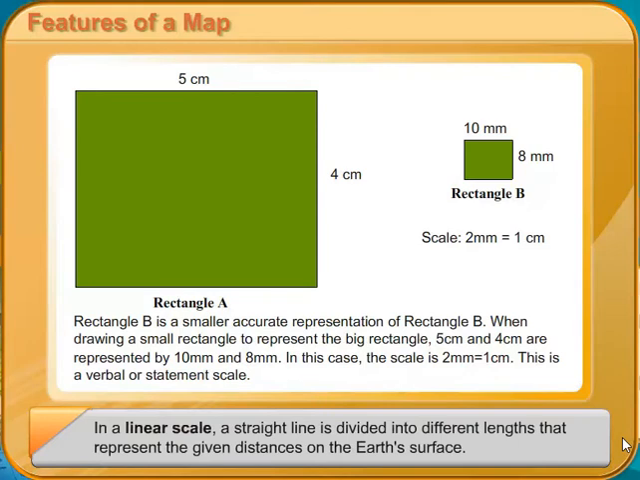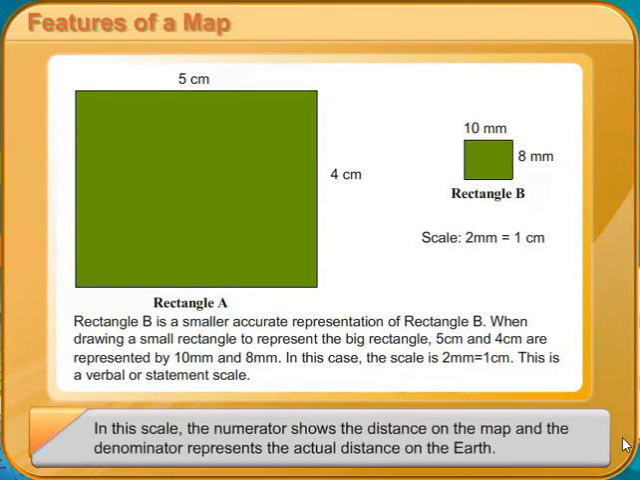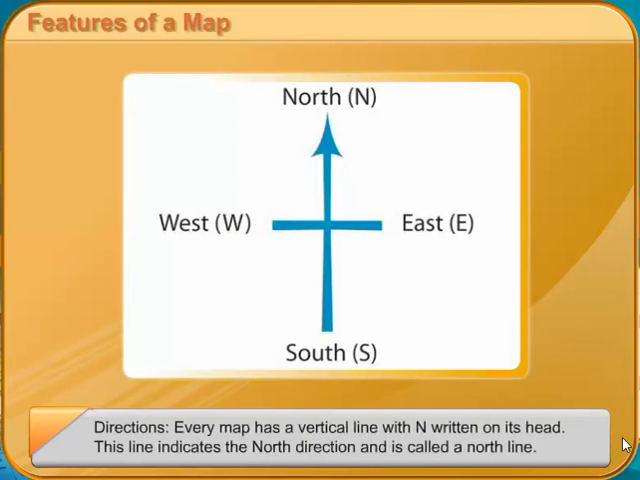Directions. Every map has a vertical line with N written on its head. This line indicates the north direction and is called a north line. Directions on a map are identified with the help of the north line. In case a map does not have the north line, then the top of the map is considered to be showing north.